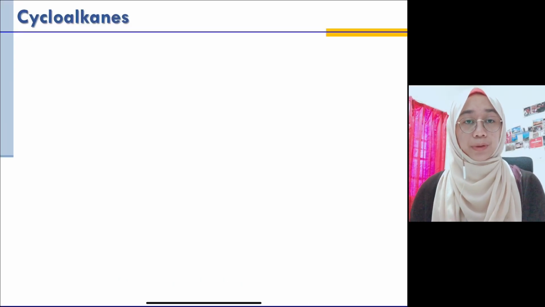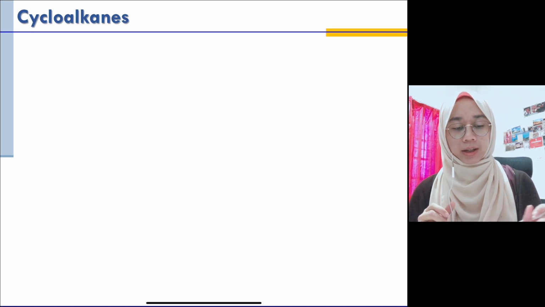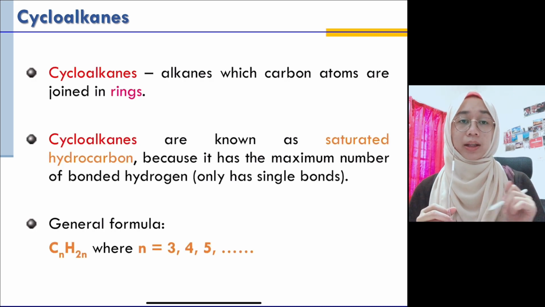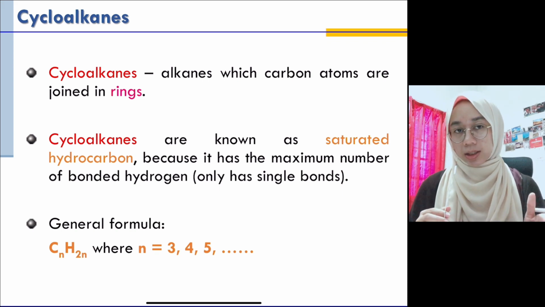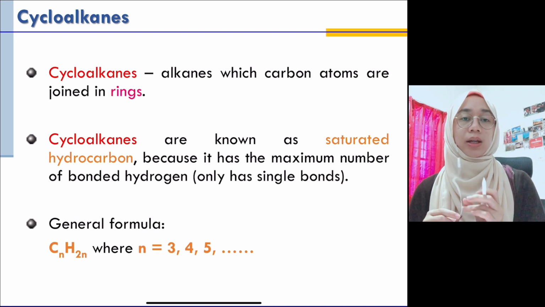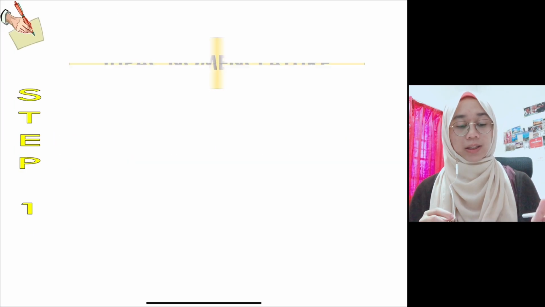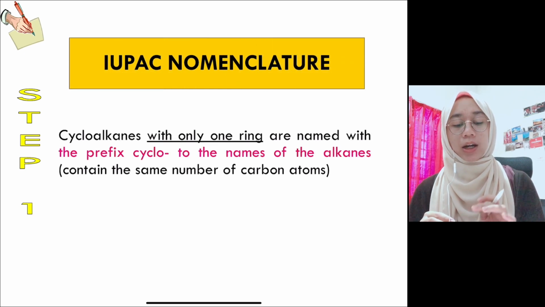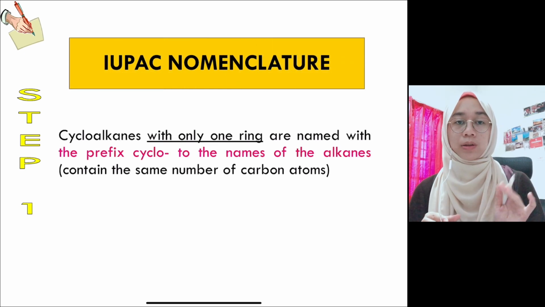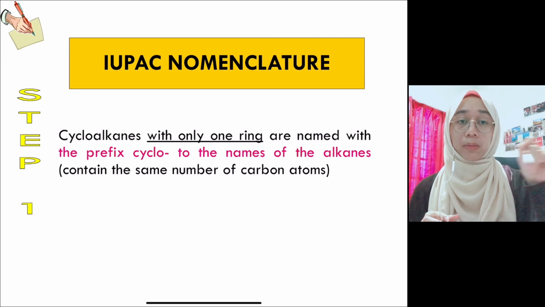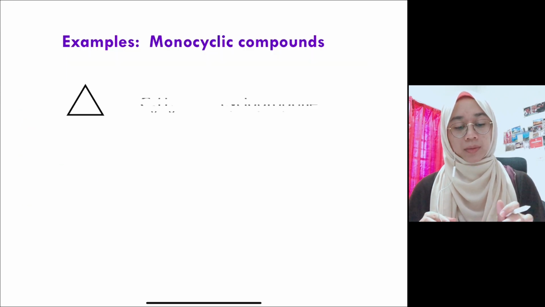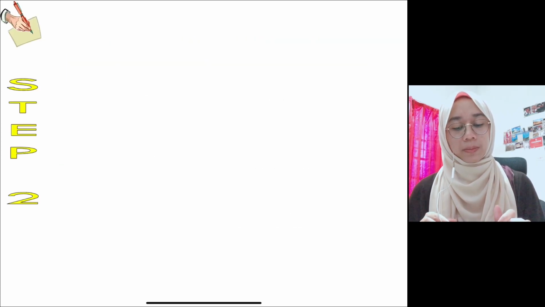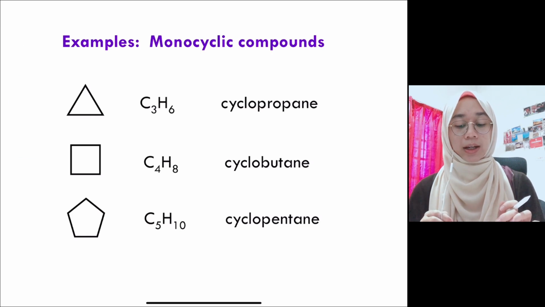Okay, so let's continue with cycloalkane, for rings. So cycloalkanes are carbon atoms joined as a ring. They are also known as saturated hydrocarbons because they only consist of single bonds, and the general formula is CnH2n. So for step 1 here for IUPAC nomenclature, if it only has the ring, you just need to count the number of carbons and then add the word cyclo in front. So for example, we have cyclopropane, cyclobutane, and cyclopentane here, depending on the number of carbons.